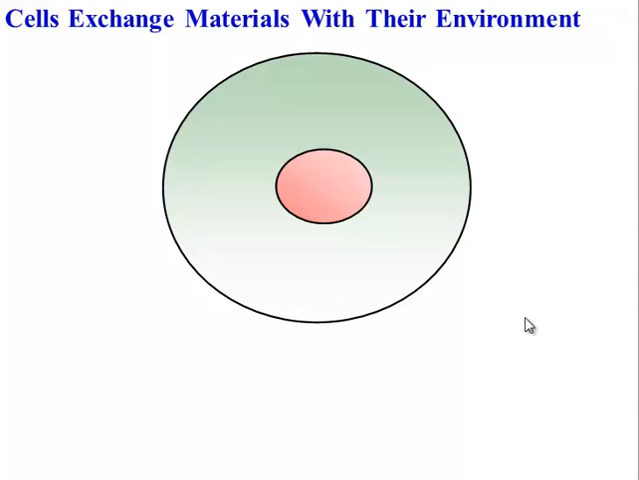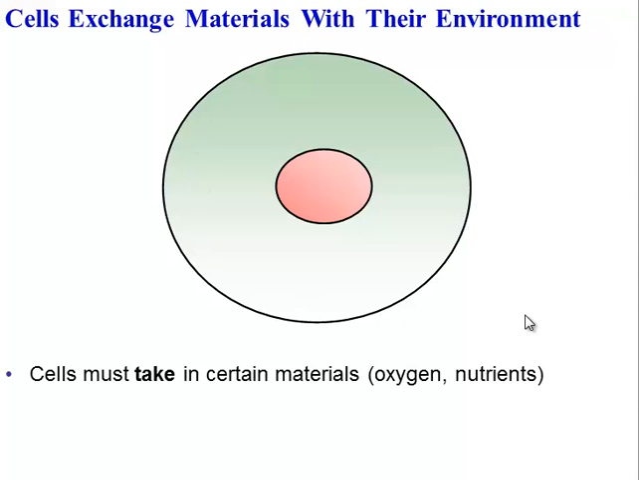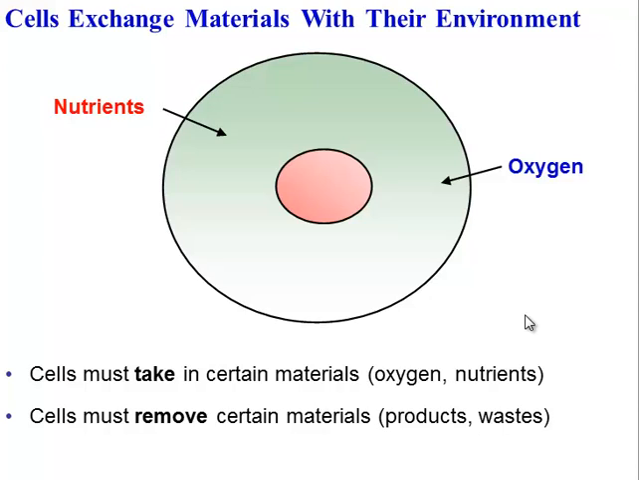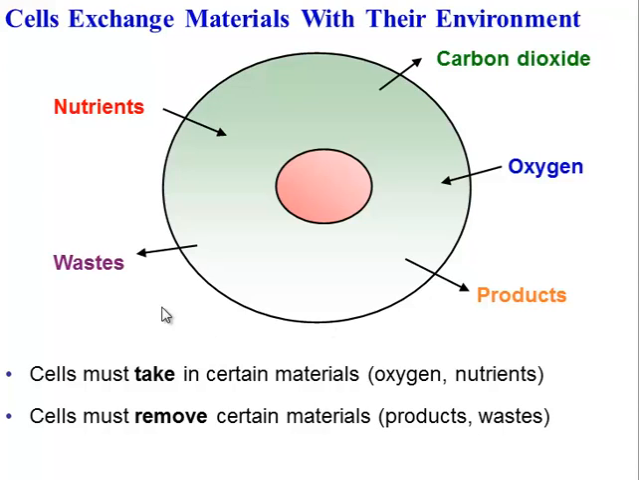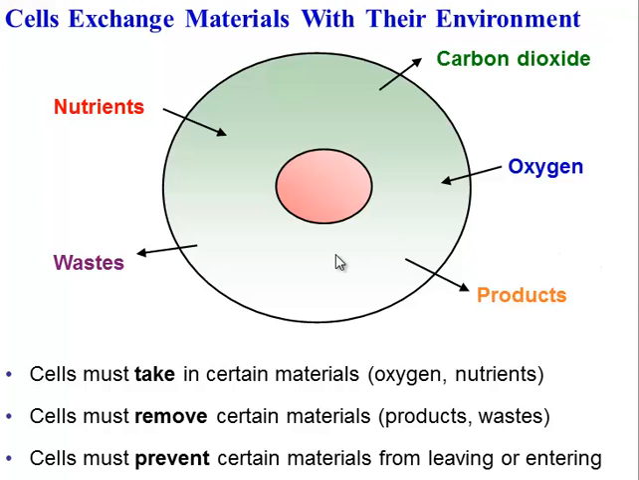Here is a very simplified cell. Cells need to take in certain materials, like oxygen and nutrients. Cells also need to get rid of certain materials, like waste or products that they make for other cells, or carbon dioxide, a specific type of waste. There are also some materials that should never leave the cell, like DNA, and then there are other materials that should never enter the cell, like toxins. So let's investigate how the membrane does this.